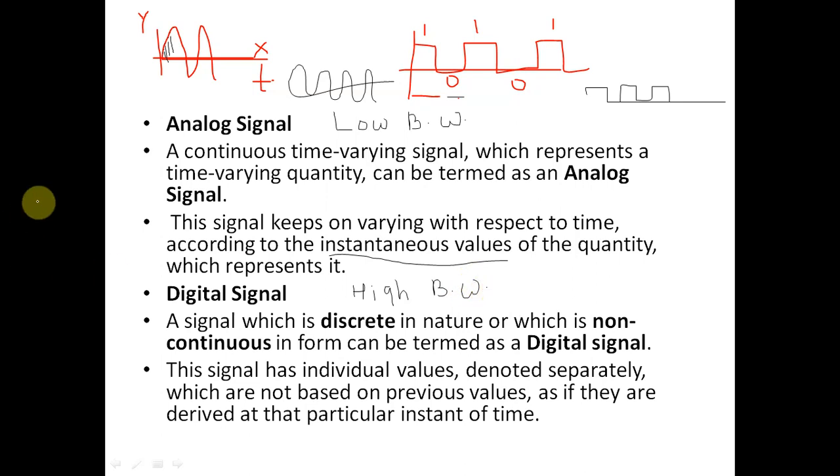High bandwidth signal. The example of analog signal is the sound signal. Sound signal is nothing but human sound signal. My signal is also an example of analog signal, and a digital signal example is the DVD. CD is an example of the digital signal. Analog signal is basically useful for low bandwidth signals, and digital signal is useful for high bandwidth signals.